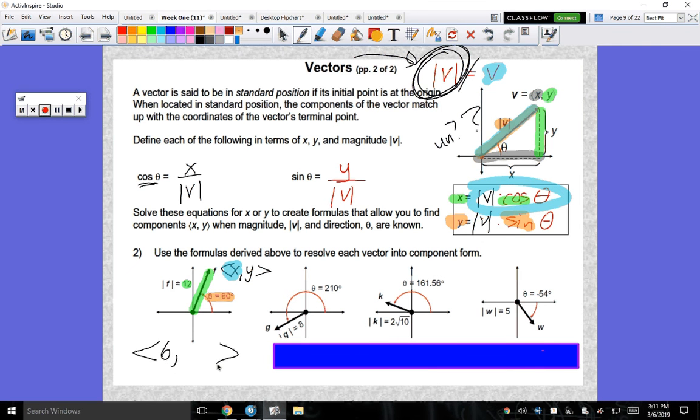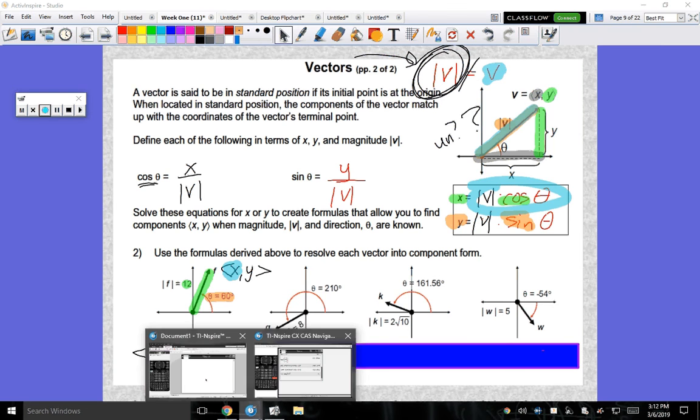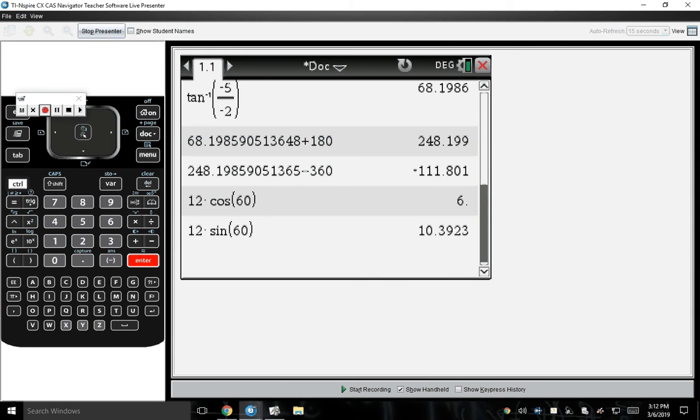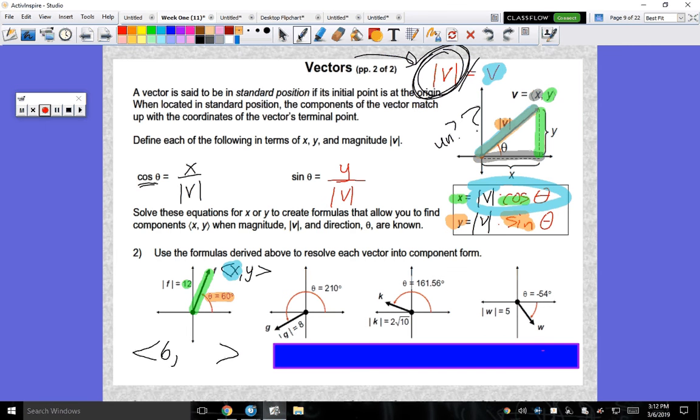Now let's figure out the y. The y is going to be the magnitude times the sine of 60. So 12 times sine of 60 is going to give us this. So we're going to say 10.392. Let's go 3 decimal places. You with me? So guys, this vector in green, it ran this route. It ran 10.392. Does that make sense?